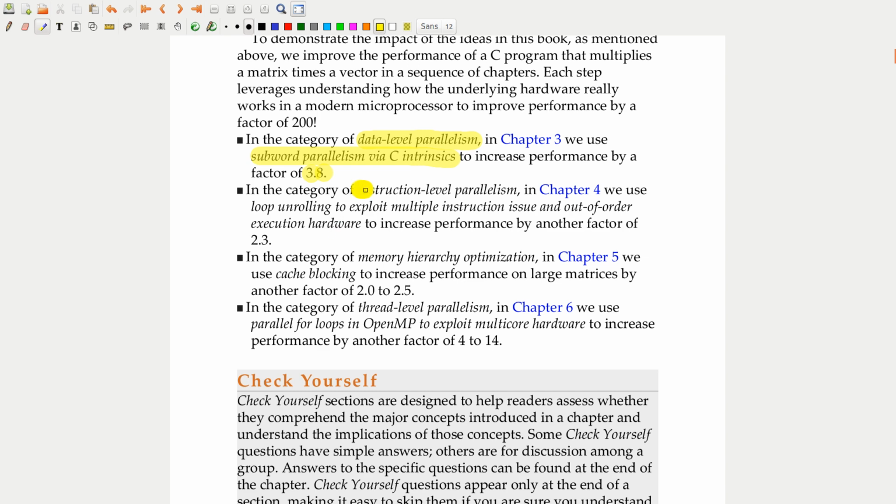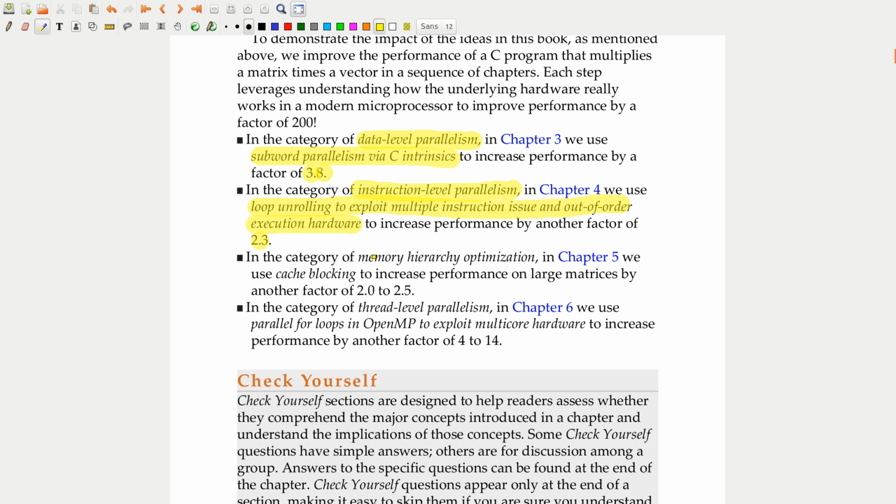So when we do instruction level parallelism, or ILP, that's when we'll do loop unrolling to exploit multiple instruction issue and out-of-order execution hardware. If you guys didn't know, Meltdown, the security issue, is a result of out-of-order execution hardware, and we'll improve it by another factor of 2.3. So keep in mind, this isn't 3.8 or 2.3. This is 3.8 and 2.3.